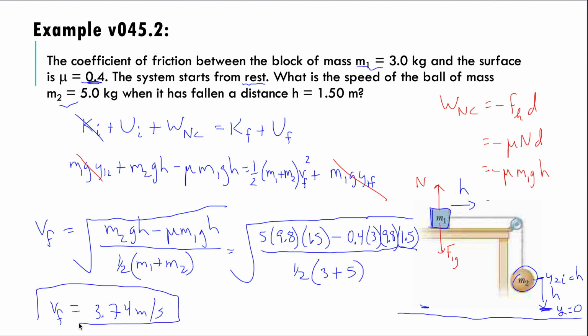So I like this example just because it allows us to work with a system that consists of 2 masses and the Earth instead of just 1 mass. But you see that the equation works the exact same way.